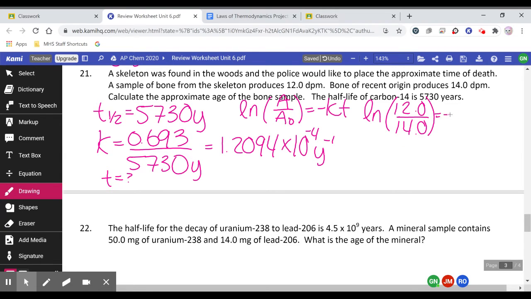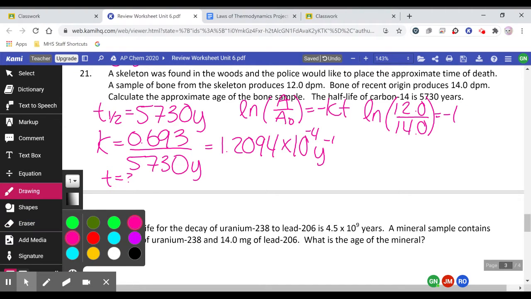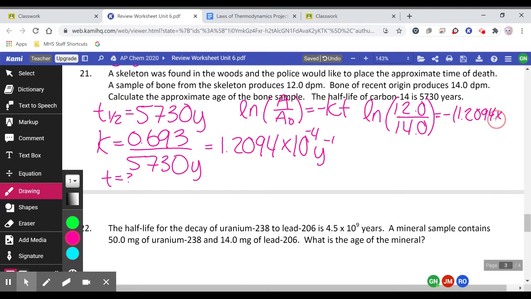Equals negative. Running out of room. We have our K, 1.2094 times 10 to the negative 4 year to the negative 1 times T. Solving for T. Oh, that looked like a smiley face. Did you see that? For just a second.